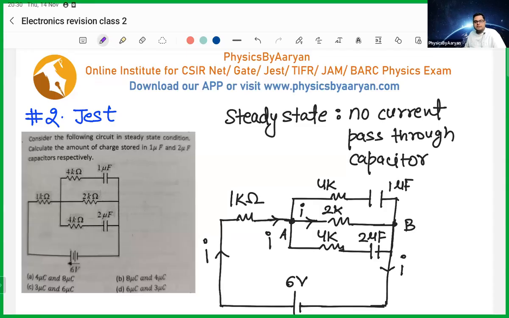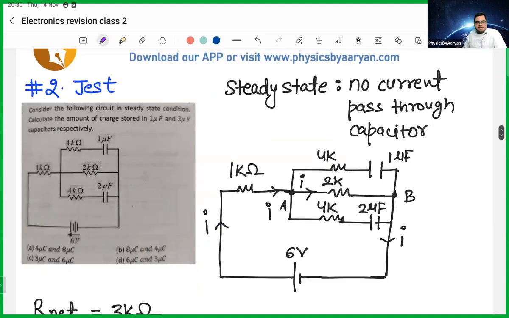So the second problem is, now the problems will be a little simple. The first problem was a little difficult. Now the problems are simple. The second problem is also from JEST. Let's read the problem. They're saying: consider the following circuit in the steady state.